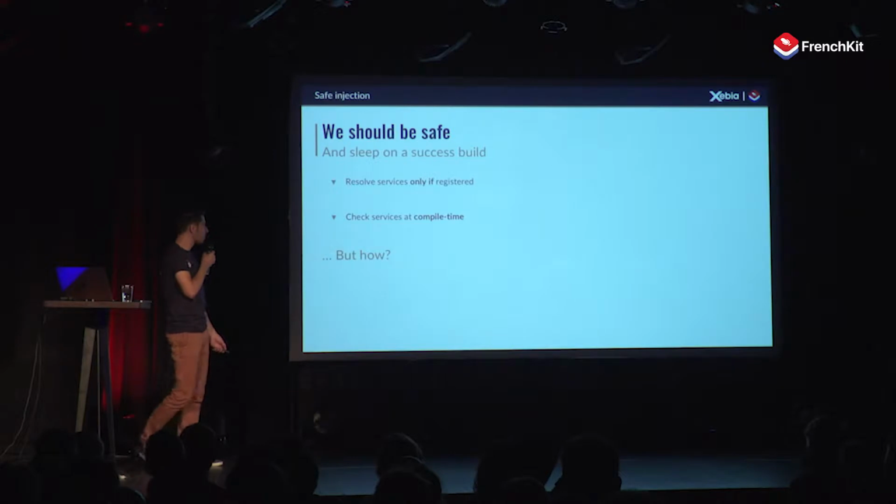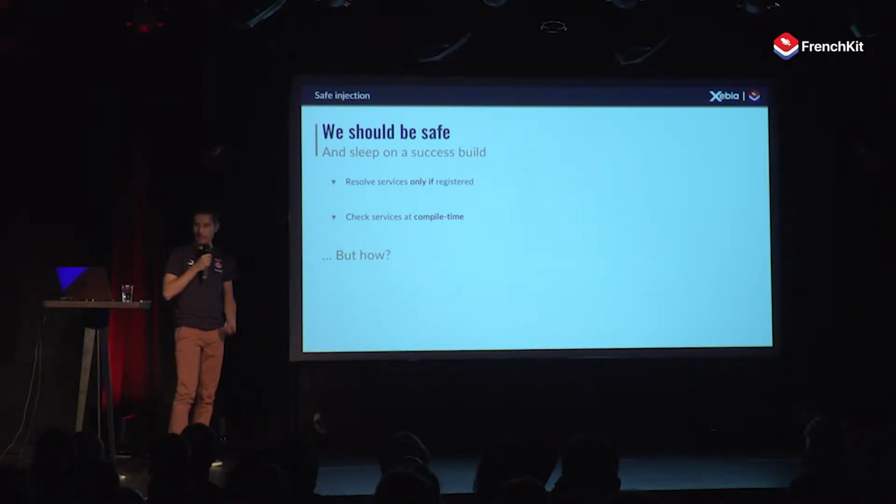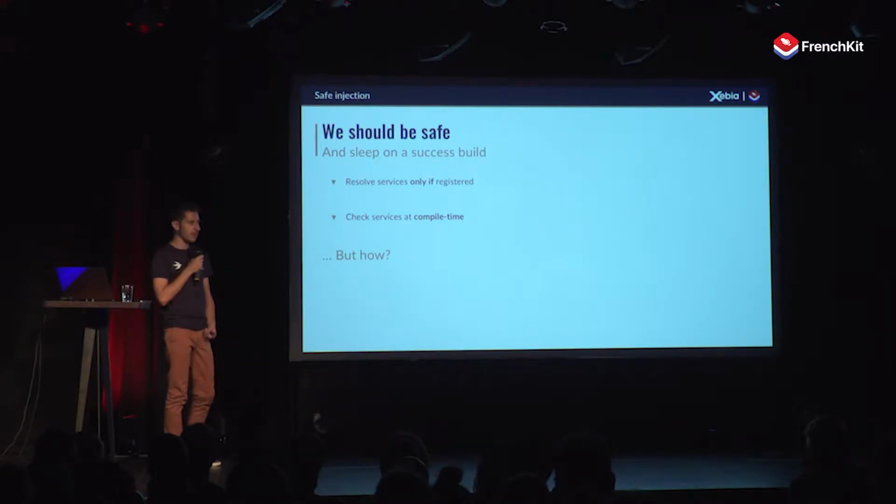We could do better. We could only be able to resolve if we registered first. And we should have a compiler telling us if we're trying to resolve something that is not registered. That would be a lot better. But how can we do this? What's the solution? Turns out there's one existing already.